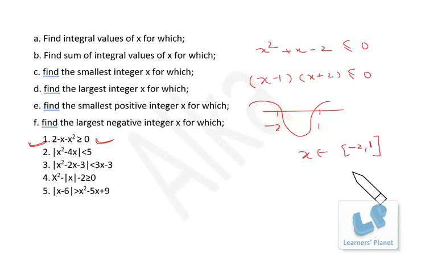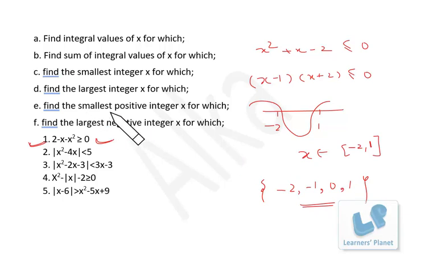Now since you have solved this inequality, find integral values of x. So what will they be? Minus 2, minus 1, 0 and 1. This is your answer. Find sum of integral values of x. So it is minus 2. Find the smallest integer x for which. So smallest integer is what? That's minus 2. Find the largest integer x for which. So that is 1, because we are limited between minus 2 to 1. So these are just our range for integers.